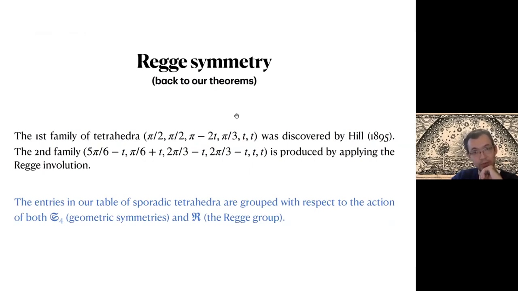So let's look at what Regge symmetry can do for us. Well, if we take the first family of tetrahedra from our theorem, which was discovered actually not by us, but by Hill in 1895, the Regge involution produces for us the second one. And we know if the first one is a family of non-degenerate tetrahedra, then the other one is a family of non-degenerate tetrahedra as well. So in order to discover the second family, we don't have to do much. We just have to use this non-geometric symmetry.